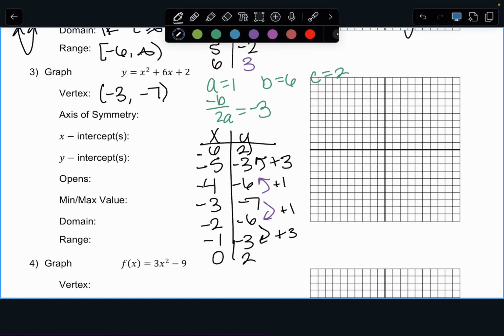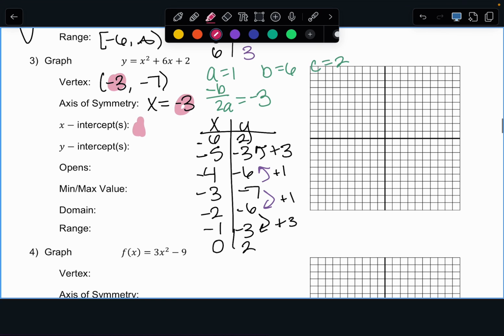Okay, we're done with the hard stuff. We just got to fill out the rest. Axis of symmetry, x equals negative 3. Those always have to match. X-intercepts. Right here, I switched between positive and negative, so I have 1 point right here and 1 point right here, and my x-intercept is somewhere in between. It's a decimal, somewhere between negative 5 and negative 6. I'm not sure where, so I write decimal. Next week we'll see that most of these are irrational numbers with square roots in them. So, what about my y-intercept?